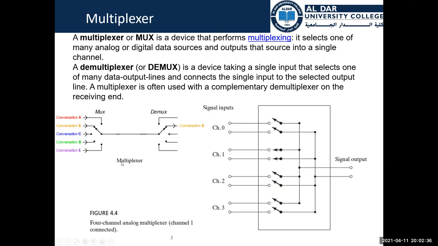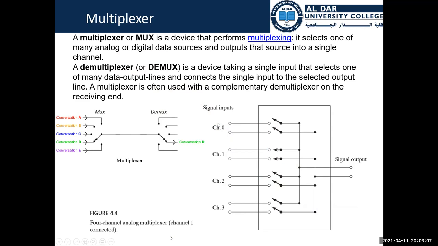There are two circuits here, the multiplexer and the demultiplexer. The multiplexer is simply: we have multiple inputs and a single output. We select which channel is going to be on that line. The demultiplexer is the opposite operation. We have a single input, and then according to the select input, we move to one of the outputs. This is simple, the multiplexer and the demultiplexer.